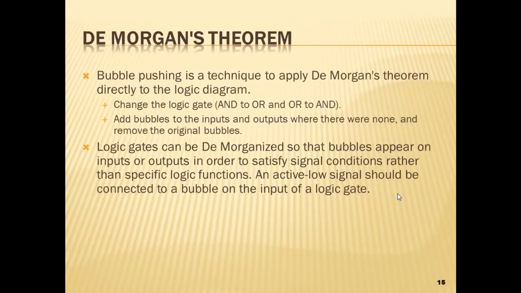Last thing I want to mention is bubble pushing. Bubble pushing is another way to do DeMorgan's theorem in pictures instead of doing it with the Boolean algebra. With the Boolean expressions, we can actually do it with logic gates. And the deal is that when you bubble push, you change the gate, which is the same thing as changing the sign, and any bubbles that are there, you take away, and if bubbles aren't there, you add them.